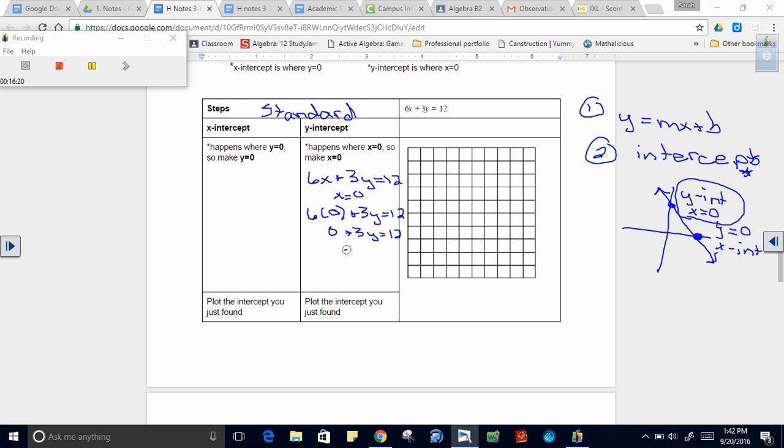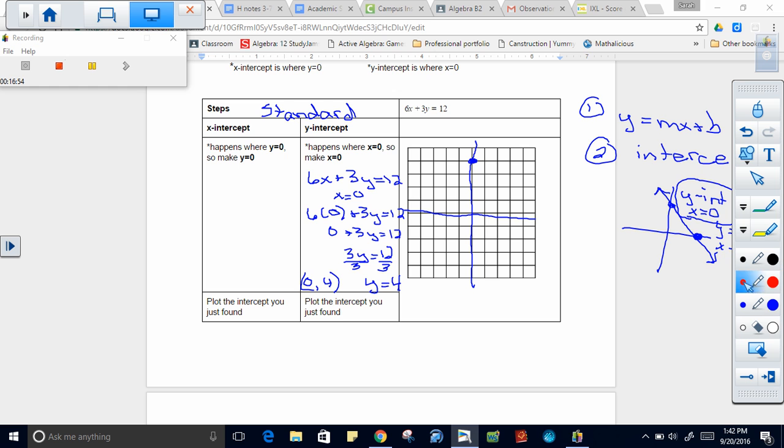0 plus 3y is 3y. If I divide both sides by 3, I have y equals 4. That means that I have a point, 0 for x, y is 4. To plot that, I'm just going to go 1, 2, 3, 4 on my y-axis. Right? Y is 4, x is 0.